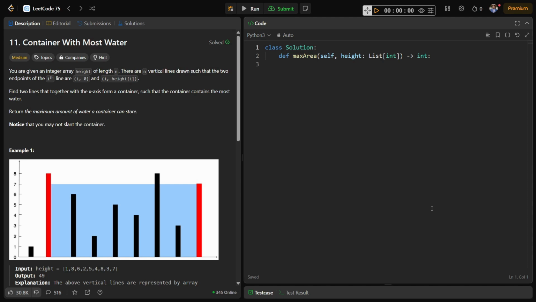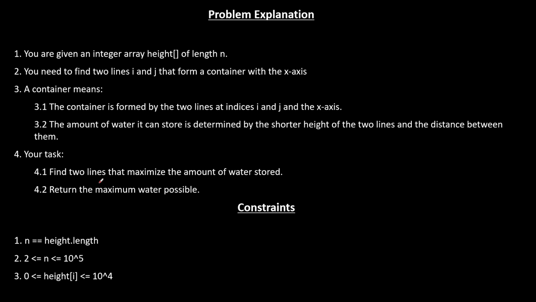Question 11. Container With Most Water. The level of the problem is medium. I will request you to read the problem beforehand, as I will deep dive into the PPT and explain it in a simpler way. Now let's understand the problem in the easiest way possible.